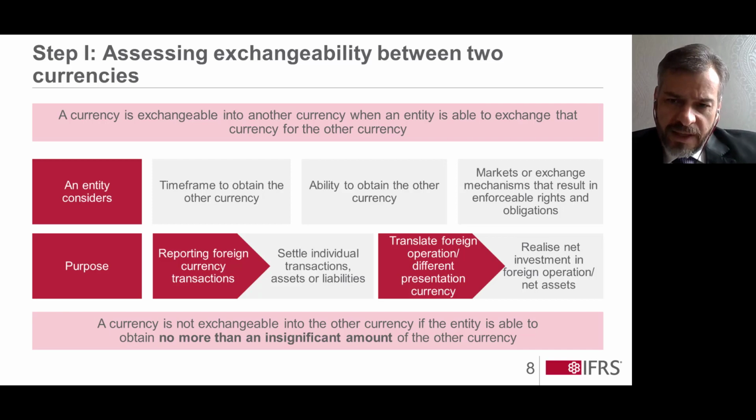Javed, perhaps I can make a quick observation here. As we will shortly see, the board is proposing that a company would estimate the spot exchange rate when exchangeability between two currencies is lacking. And to limit the number of situations in which a company would estimate the spot exchange rate, the proposals for assessing exchangeability between two currencies are deliberately prescriptive, and the board expects exchangeability between two currencies to be lacking in only a narrow set of circumstances.